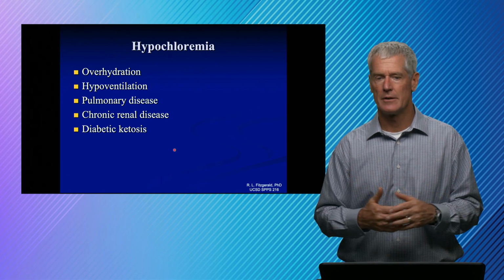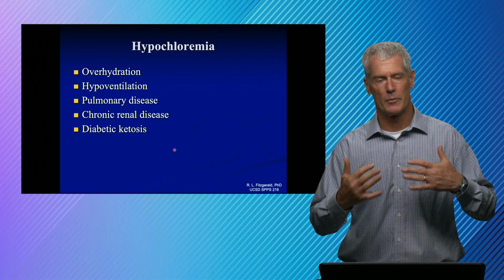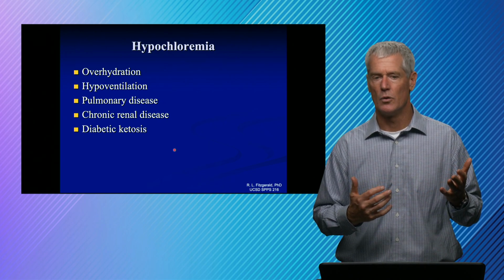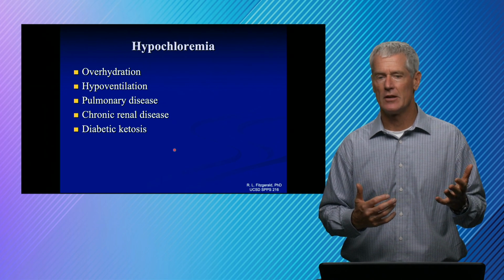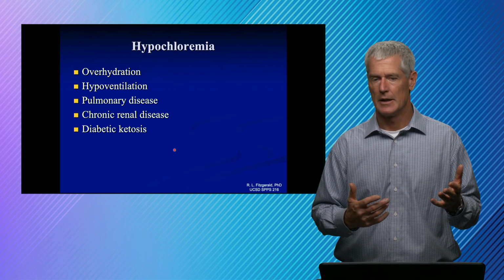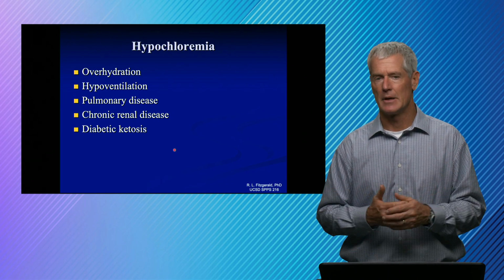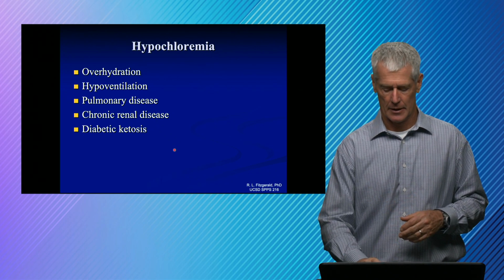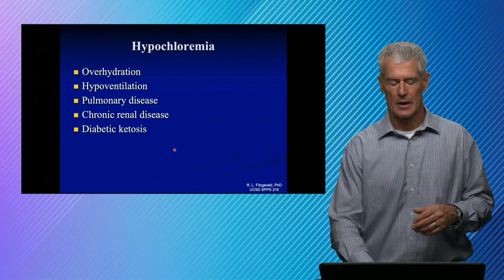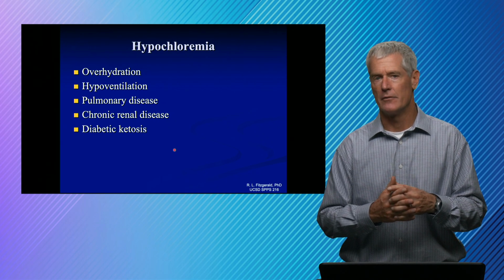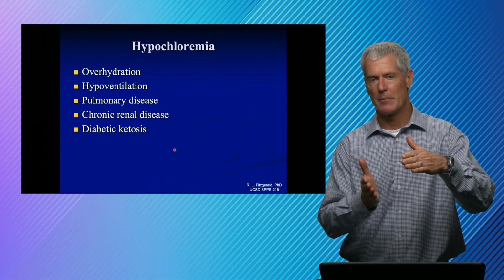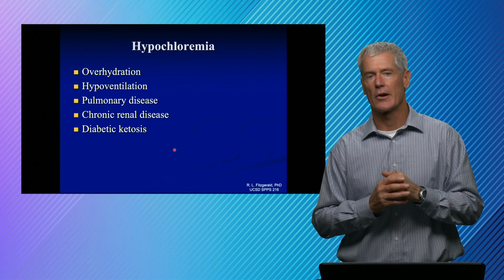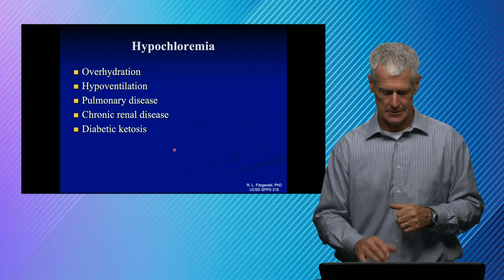Hypochloremia, overhydration. Hypoventilation would sort of be the opposite mechanism of hyperventilating. Same, and that's also related to pulmonary disease. Renal disease basically is inability to reclaim electrolytes from the glomerular filtrate, so you become hypochloremic. And in diabetic ketoacidosis, essentially you have a buildup of organic acids in the gamblegram, so our organic acids are going to expand, and both our bicarb and our chloride are going to go down because of the keto acids.